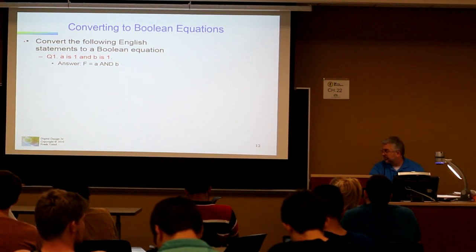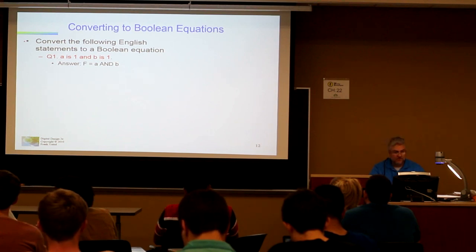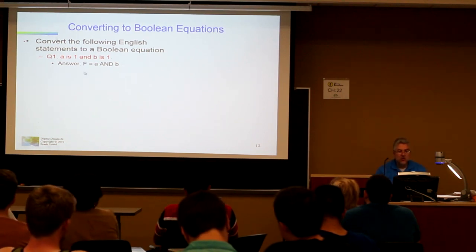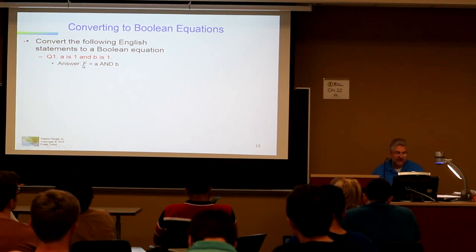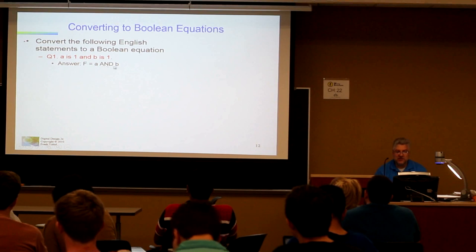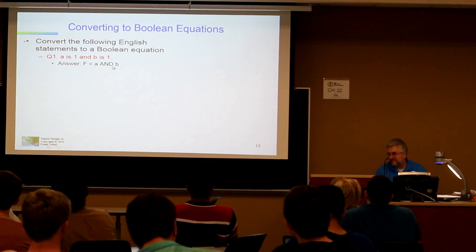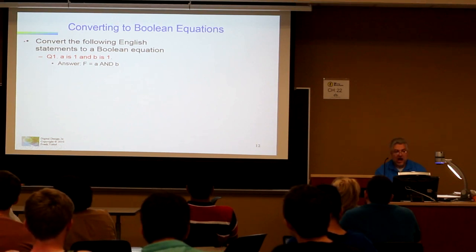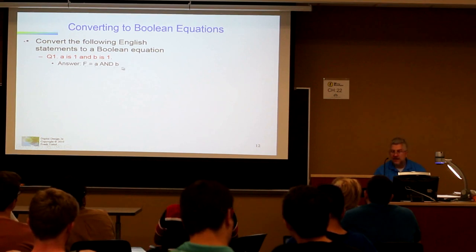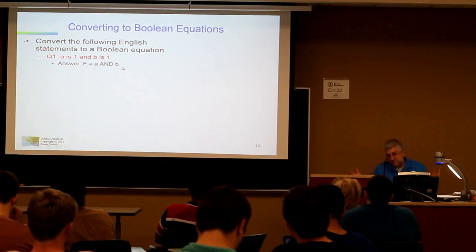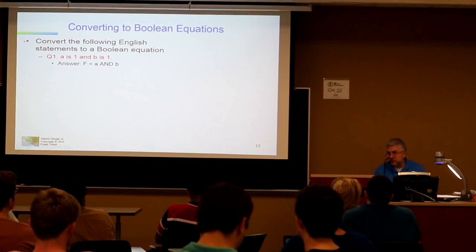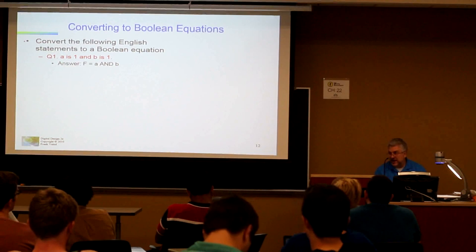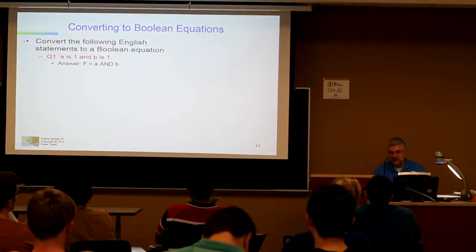Yes, sir? Do we use the operators? So what you would do is, I'm going to show another example of this later, A and B. You mean that operator called AND? Like F equals A and B. Yes. Boolean algebra will say F equals A and B, because it's a mathematical equation. It's just using Boolean as opposed to regular algebra or calculus or something else.